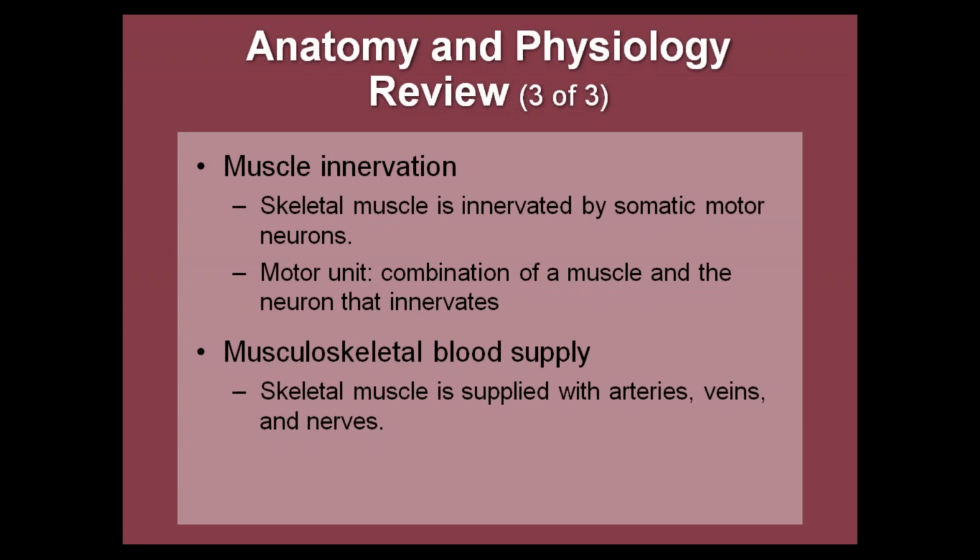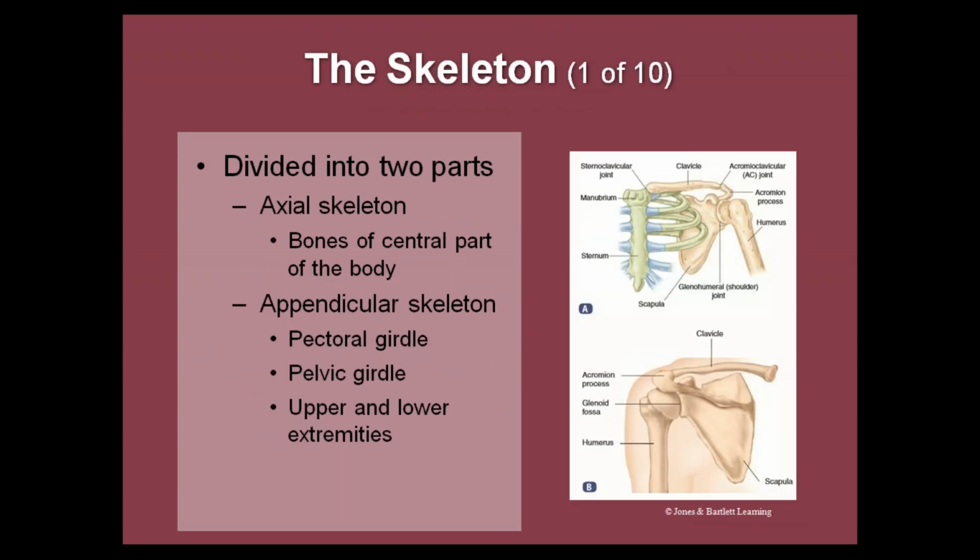Musculoskeletal blood supply: the skeletal muscle is supplied by arteries, veins, and the nerves. Blood supply in each upper extremity originates from the subclavian artery. So just as a good note. Most of us understand the skeleton is divided into 2 parts. It's comprised of 206 bones. You have the axial skeleton, which is the bones of the central part of the body, and you have the appendicular skeleton, which is the pectoral girdle, the pelvic girdle, and then your upper and lower extremities.